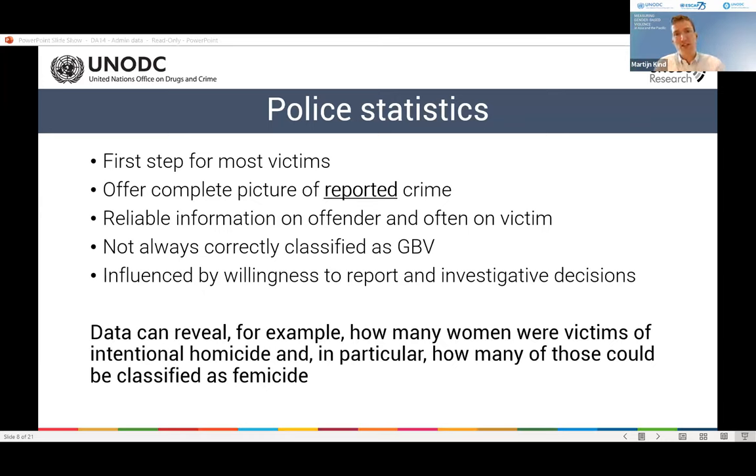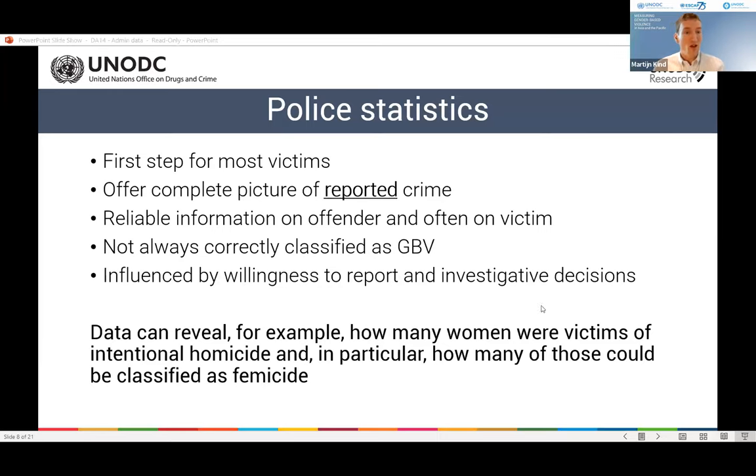But we need to note that gender-based violence isn't always correctly classified. So that could be problematic. And it's of course also influenced by the willingness to report of victims. As we know, there can be any number of reasons why people actually don't report gender-based violence to the police. For example, it could be considered a personal issue that needs to be resolved privately. Perhaps people don't believe the police will do anything about it. There could also be a fear of retaliation, etc.